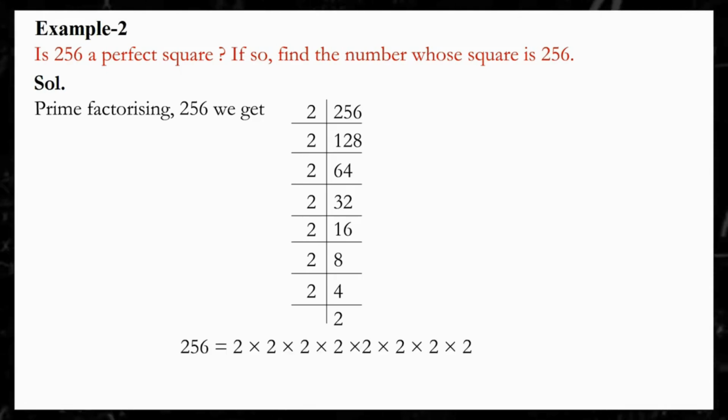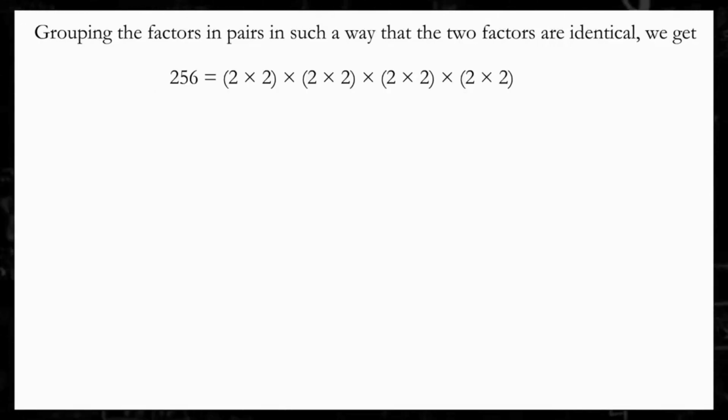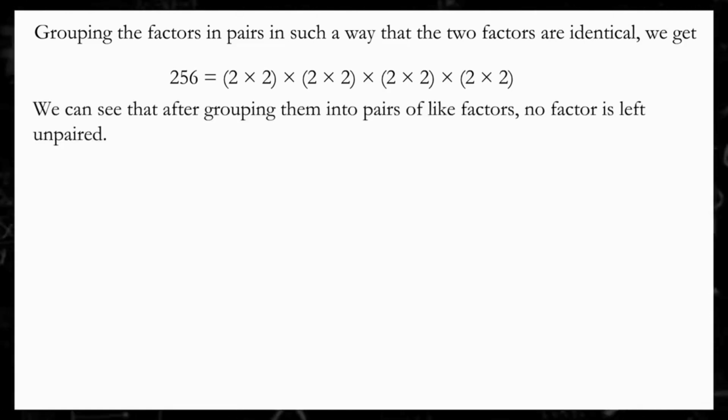256 is equal to 2 into 2 into 2 into 2 into 2 into 2 into 2 into 2. Grouping the factors in pairs in such a way that the two factors are identical, we get 256 is equal to bracket 2 multiplied by 2, into bracket 2 multiplied by 2, into bracket 2 multiplied by 2, into bracket 2 multiplied by 2. We can see that after grouping them into pairs of like factors, no factor is left unpaired.